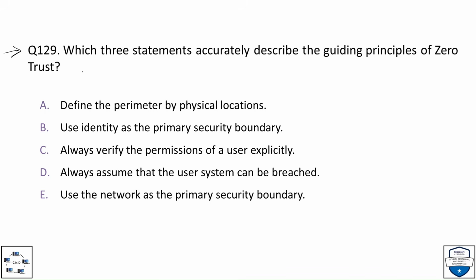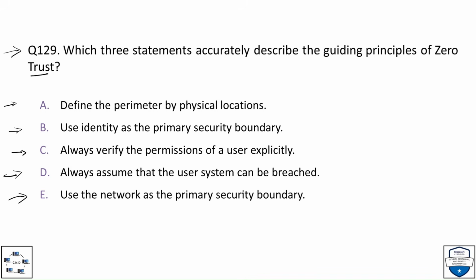Question number 1 to 9. Which three statements accurately describe the guiding principles of zero trust? The options are: option A, define the perimeter by physical locations. Option B, use identity as the primary security boundary. Option C, always verify the permissions of a user explicitly. Option D, always assume that the user system can be breached. And option E, use the network as the primary security boundary.